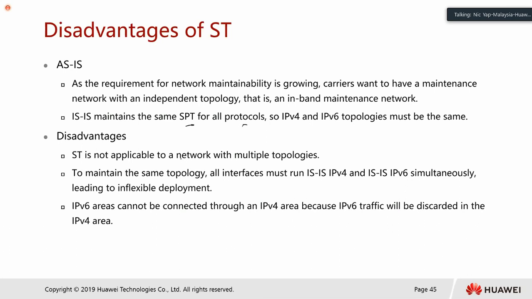And the disadvantage is that the single topology is not applicable to a network with multiple topologies. That is straightforward. It means that you cannot specify a different type of topology. If you want to say I want to use this as my calculation path, it's not possible, because it's all based on one single calculation, only the single topology calculation.